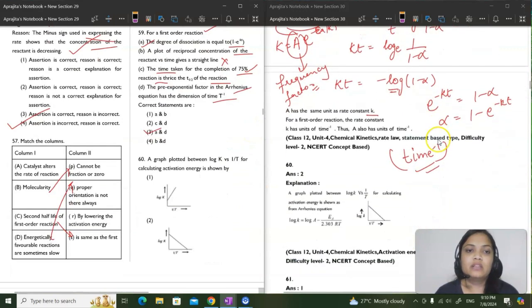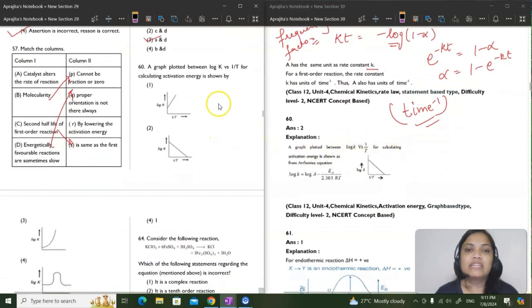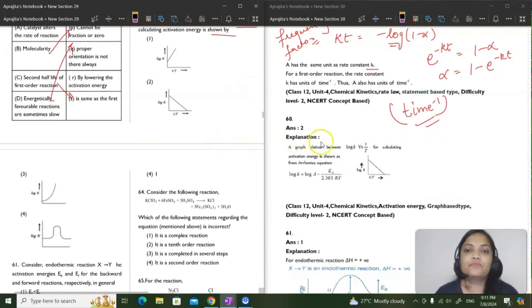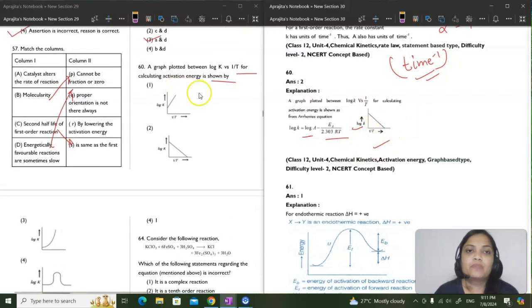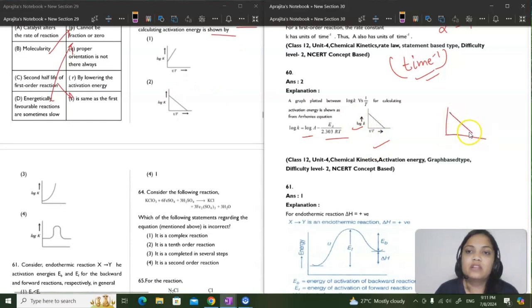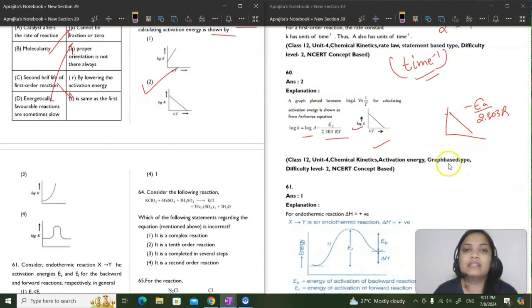Now question number 60. The graph plotted between log k versus 1 by T for calculating activation energy is shown by, so students, again you have to write the Arrhenius equation, which says log k is equal to log A minus Ea upon 2.303 RT. So if I plot the graph between log k and 1 upon T, it is a straight line with a negative slope, which is minus Ea upon 2.303 R, and your intercept will be log A. So yes, the answer is option number 2. That is the correct graph.